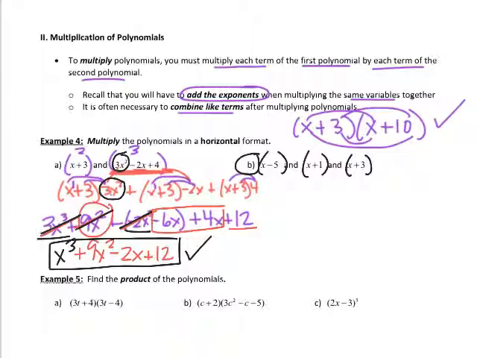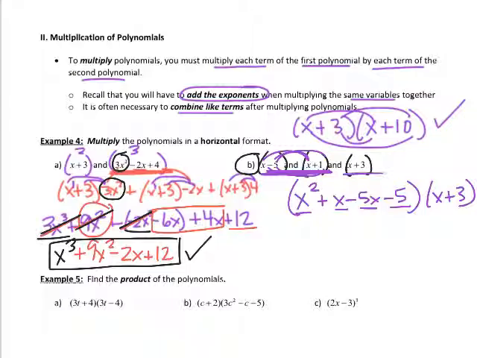So if I do my FOIL method and I do the first, outside, inside, last, I'm going to end up with, if I'm multiplying these two first, x squared plus x minus 5x minus 5. If I'm just multiplying these two together, remember the first, then the outside would be the plus x, the inside would be the negative 5x, and then the last one would be the negative 5. Now I have to multiply everything by x plus 3 because there's this other polynomial here that still needs to be multiplied.